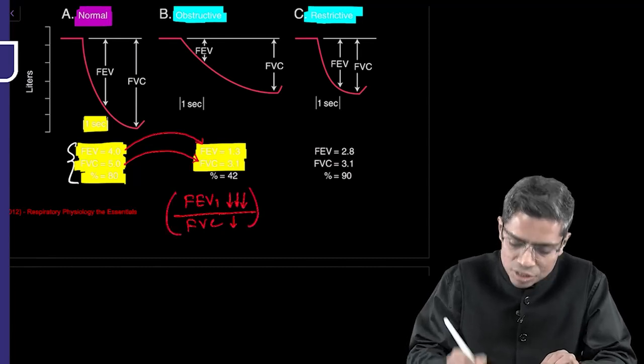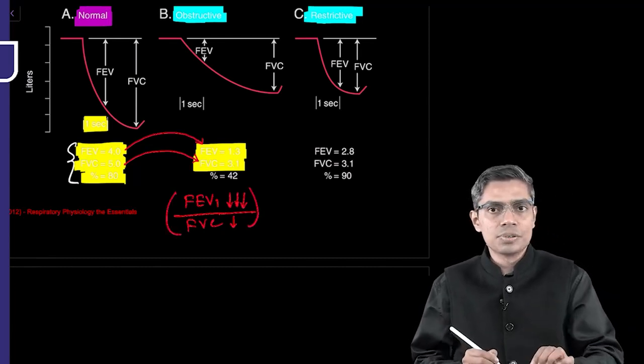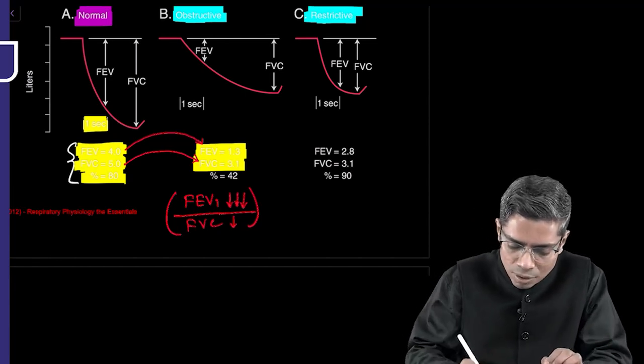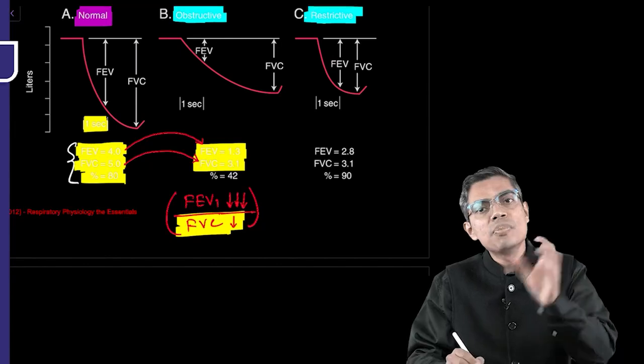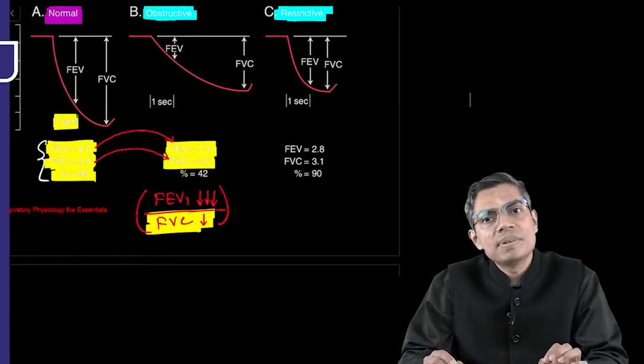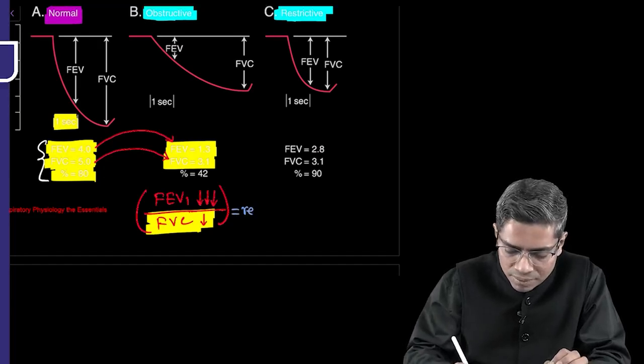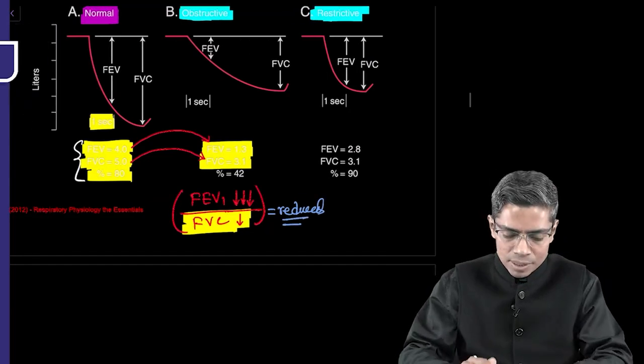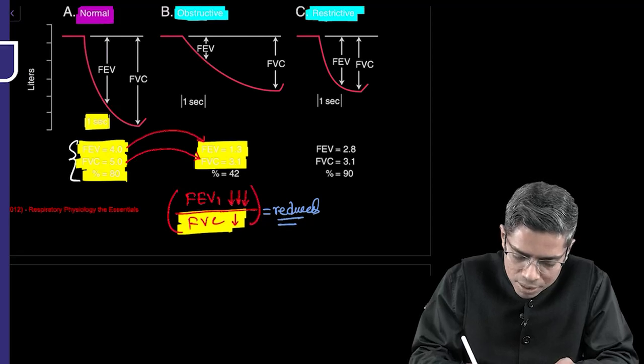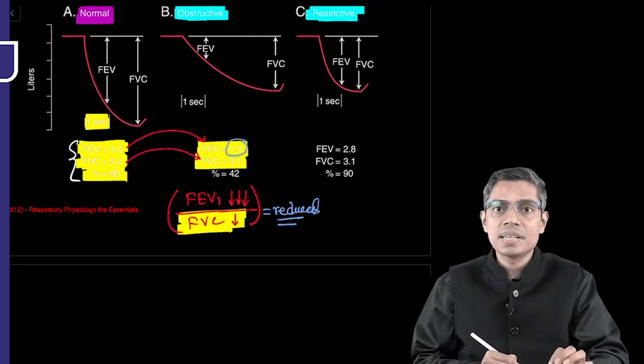You are taking a ratio. In this ratio, the denominator is not reduced that much, but the numerator is reducing to a very high level. So what will happen to the final ratio? The final ratio will be reduced. So look at the value. It is decreased from 4 liter to 1.3 liter, a very severe reduction.